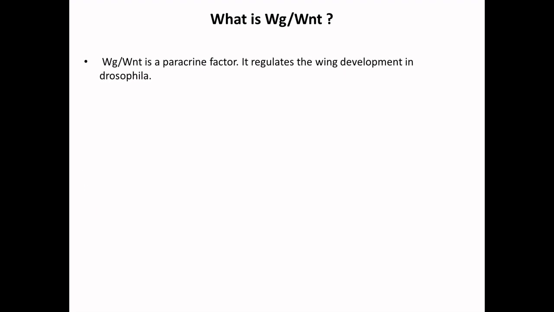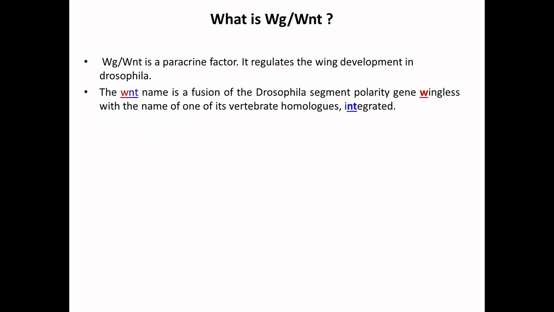What is Wingless or Wnt? Wingless or Wnt is a paracrine factor. It regulates the wing development in Drosophila. The Wnt name is a fusion of the Drosophila segment polarity gene Wingless with the name of one of its vertebrate homologues, integrated. You can see that the W comes from the gene Wingless and the NT comes from the word integrated. This is how the word Wnt is derived.